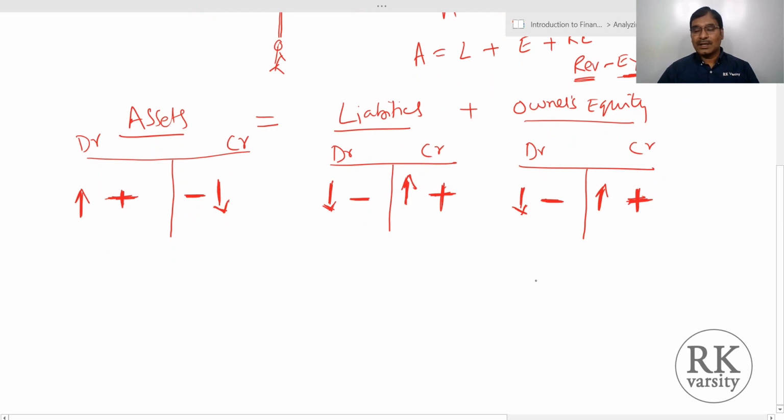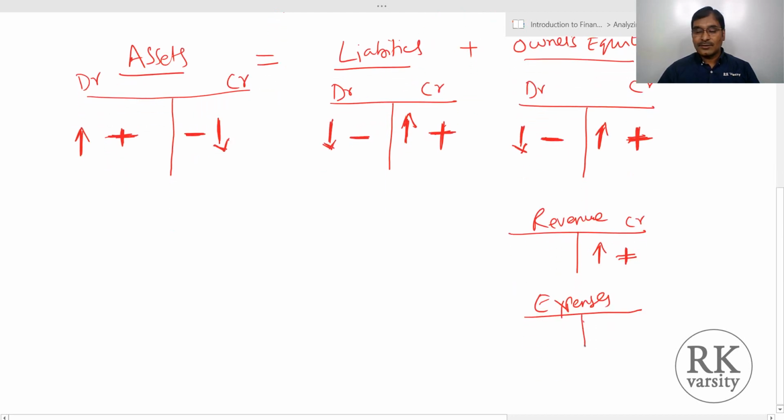So when you have a revenue, what are we saying? When revenue increases, we credit it, because this is ultimately affecting your owner's equity. So owner's equity is credited, so we write on the credit side. When revenue decreases, we'll write it on the debit side. Or the other way, let us say you have expenses. When there is an increase in your expenses, that is, if you are spending more money, we'll write onto the debit side, because this increase in expenses will decrease your owner's equity.